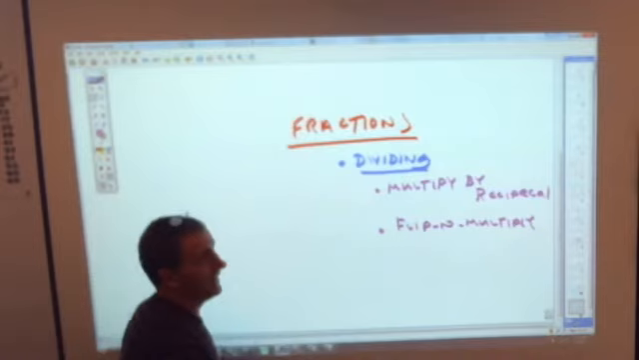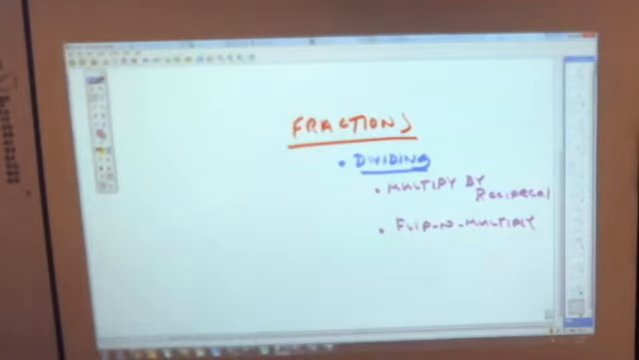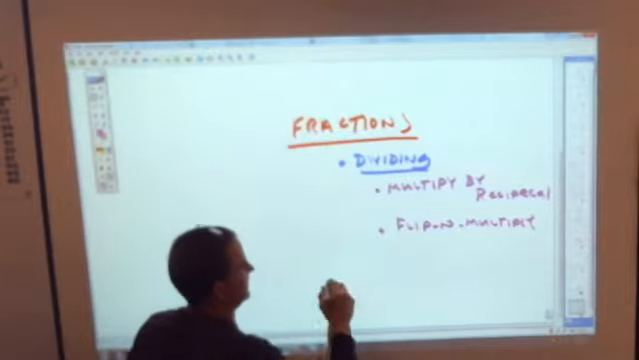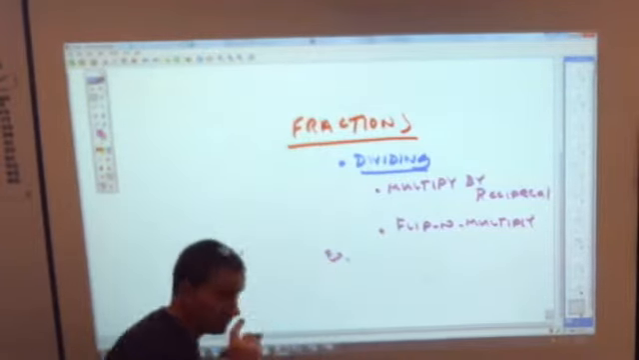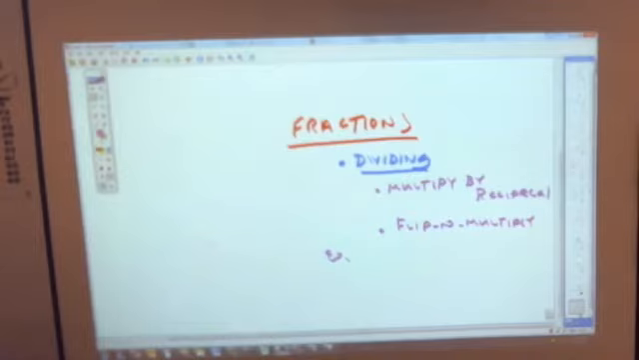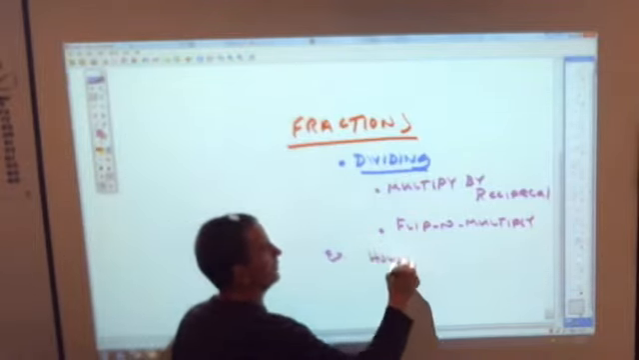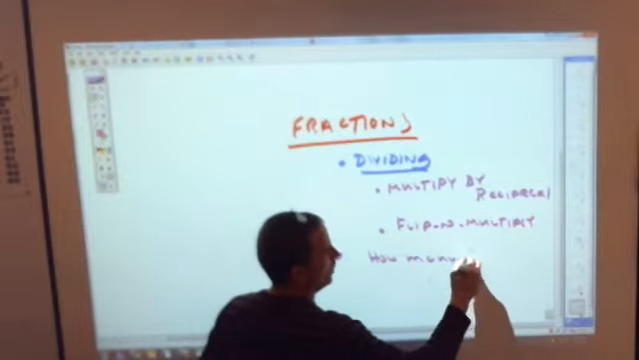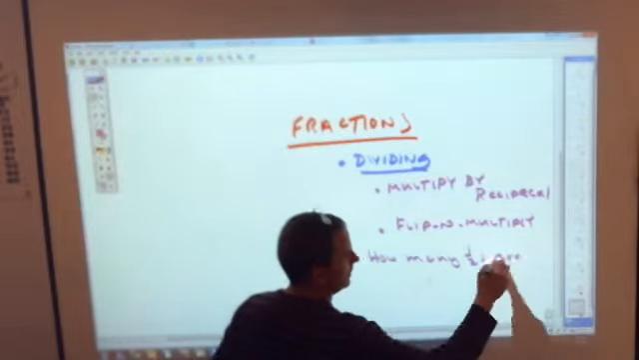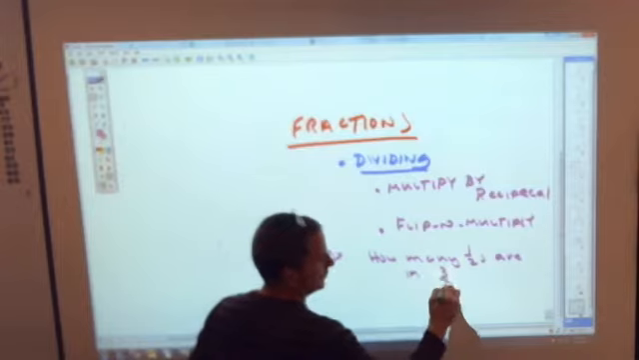Now the problem with that is, sometimes it's hard to recognize when you divide by fractions. And for that reason, we shall write down this example problem. How many 1/2 are in 3/4? How many 1/2 are in 3/4?